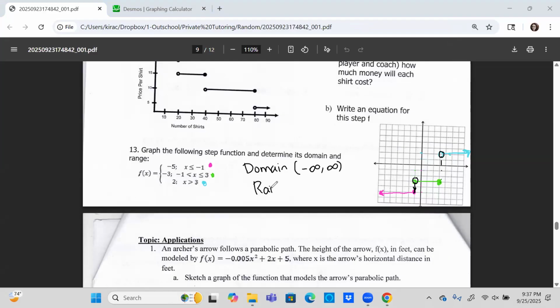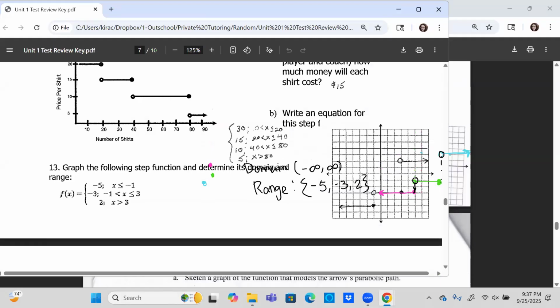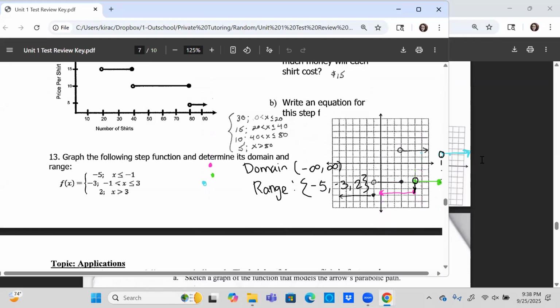Range, not everything. The only three y values it hits are -5, -3, and 2. That's it. Let's see if that's how the teacher wrote that. They didn't, but that's what I would do.